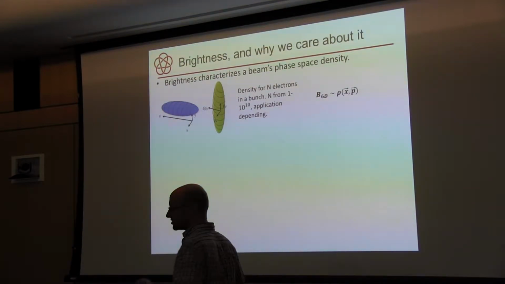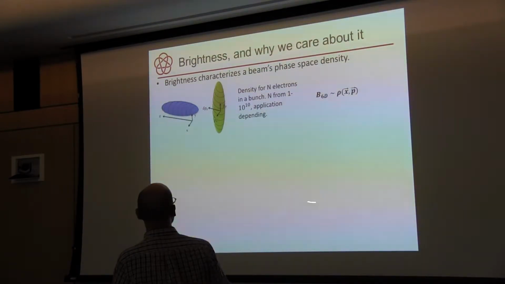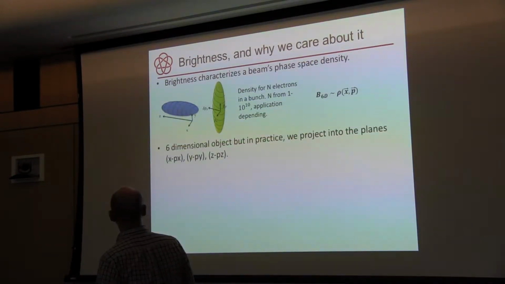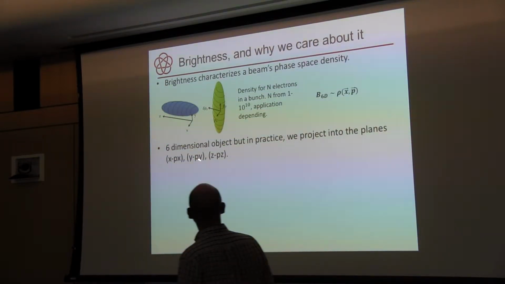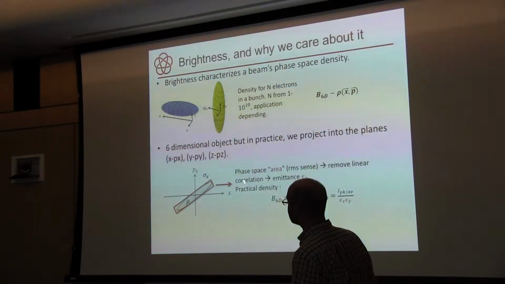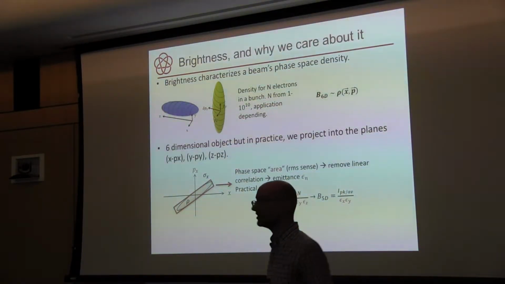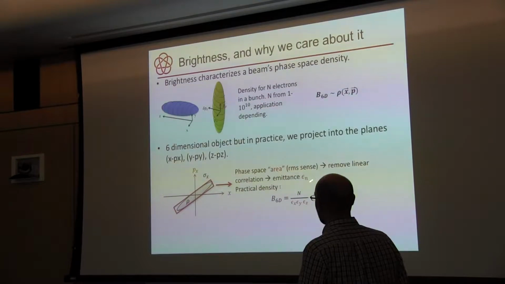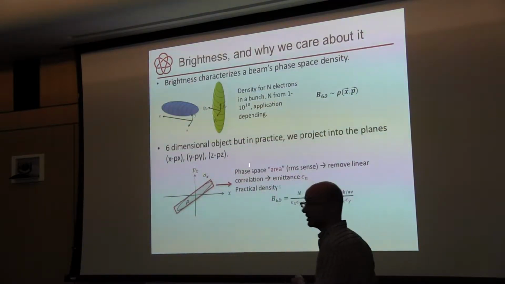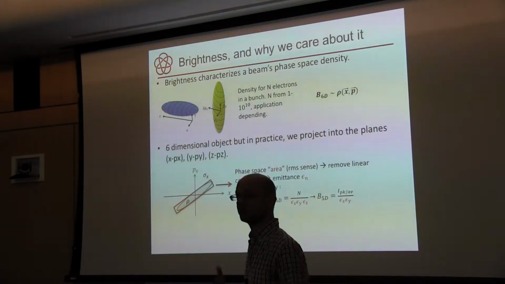The brightness, if we want to start with the concept of brightness, we simply ask about the 6-dimensional density at a given position and a given momentum. This is a 6-dimensional object, but in practice we project down to the planes x-px, y-py, z-pz. When we do that, we have another blob in this space, and we want to assign an area, because at the end of the day I want to get a number for brightness, not a 6-dimensional object. We assign an area in the RMS sense, where I take the RMS length here, the RMS length here, and I subtract off any correlation, and I call that area the emittance. This is an important term to remember. The emittance comes up over and over again.